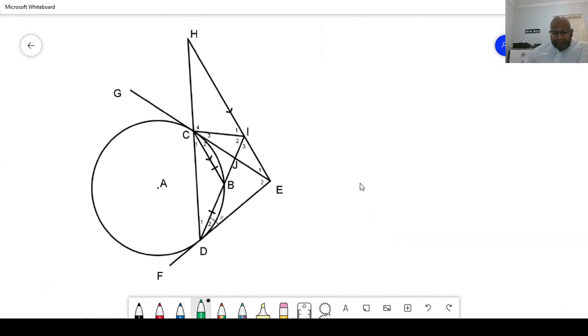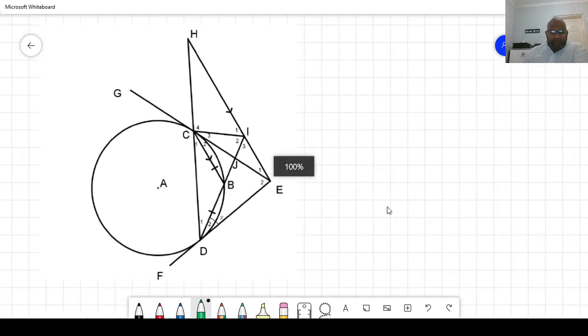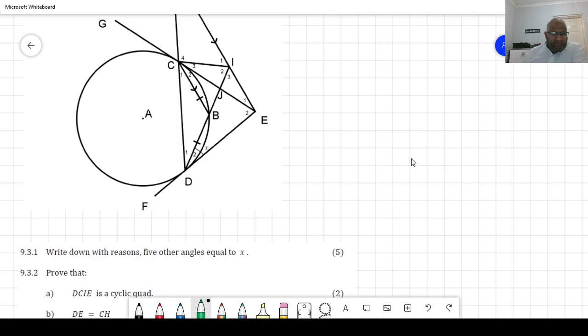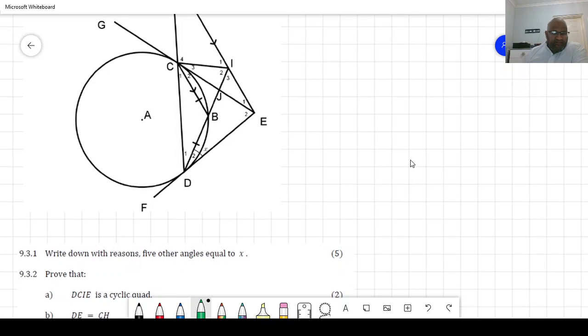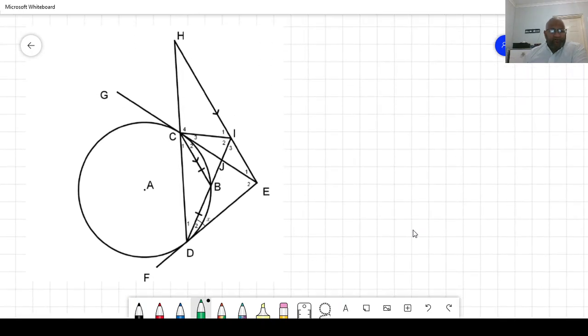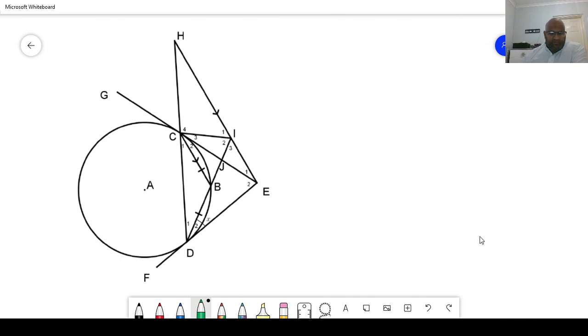Okay, so the first question is, write down with reason 5 other angles that are equal to X. Okay, with a reason, we must write down 5 other angles which are equal to X here. Start with red normally. So if that is X, we see that C1 is X.